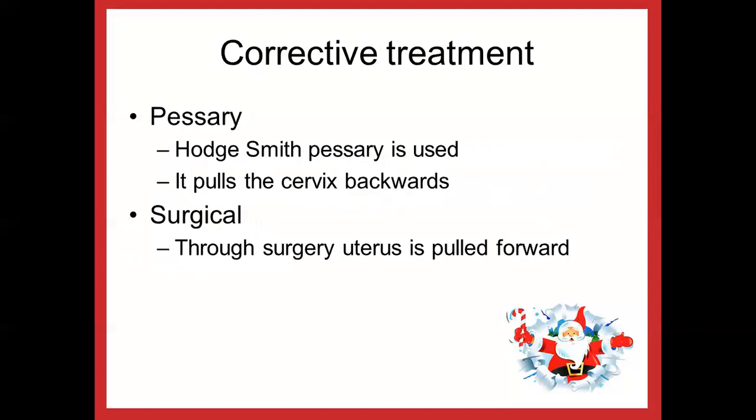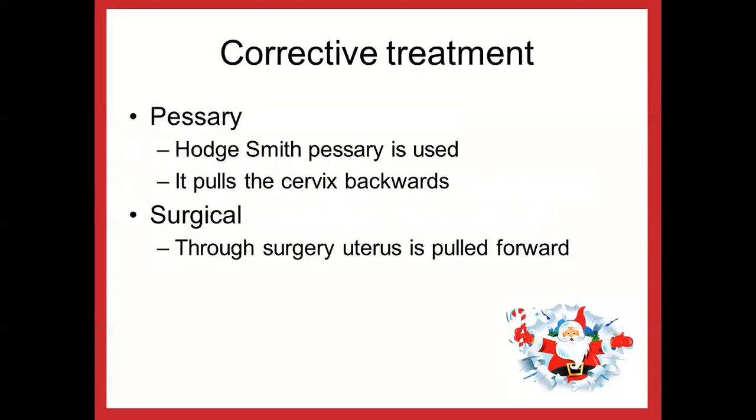So what is the exact treatment? Corrective treatment is using a pessary. A pessary is a ring-like structure which will hold or pull the cervix backwards. Okay, and a Hodge-Smith pessary can be used so that the cervix will be in position, and that will help the uterus to maintain the right position.